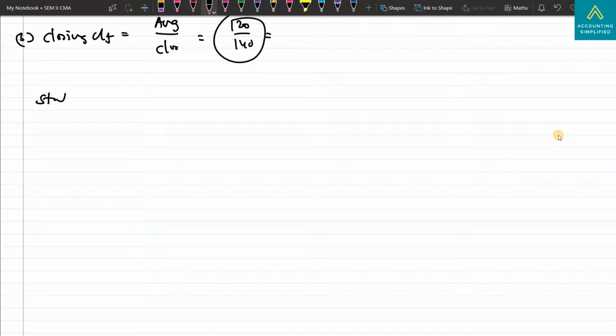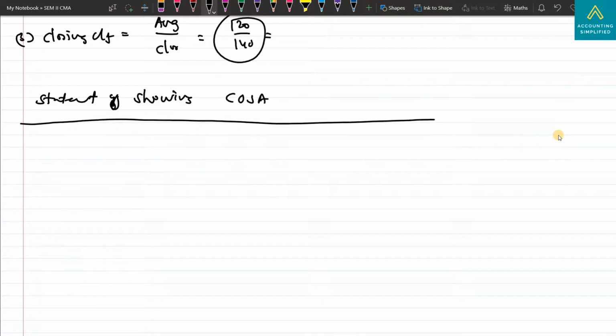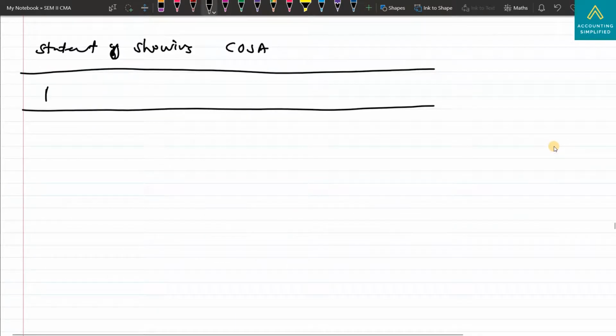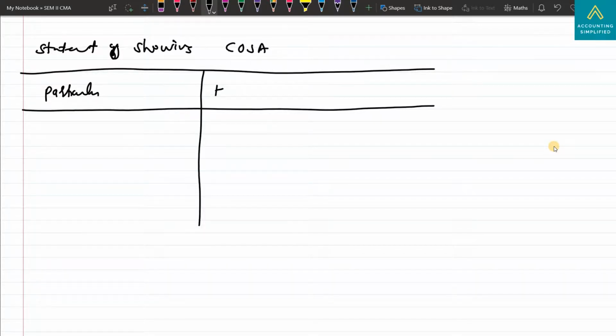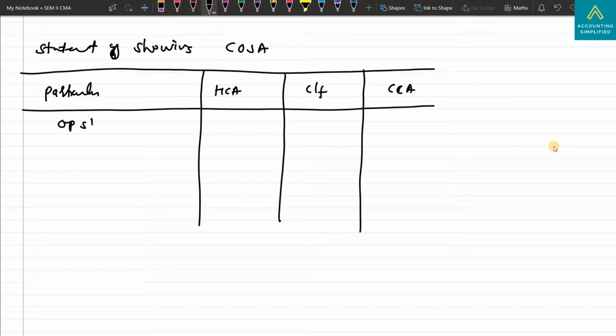Next, statement showing cost of sales adjustment. Statement showing cost of sales adjustments. Particulars, historical cost accounting, conversion factor, CCA, right? Chalo, opening stock.